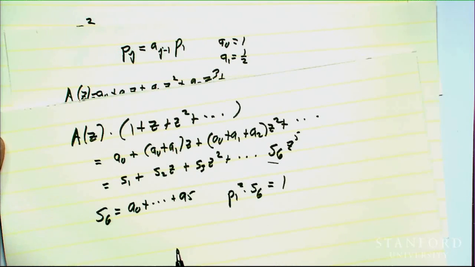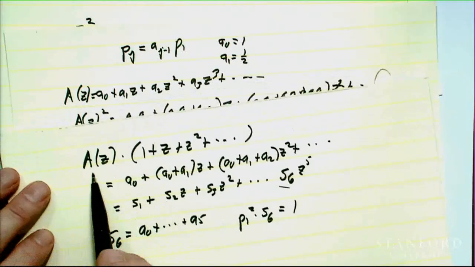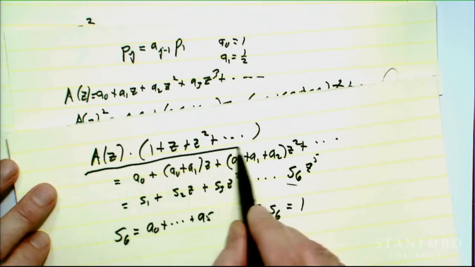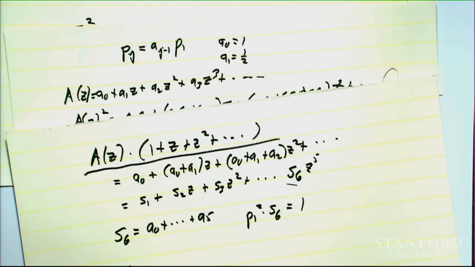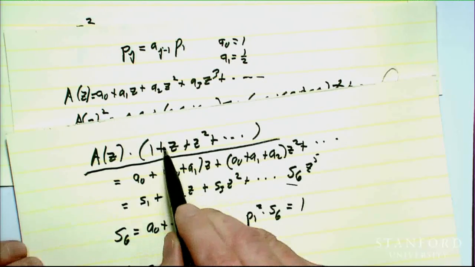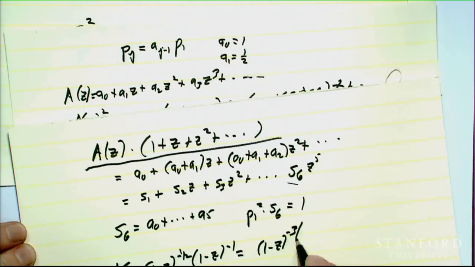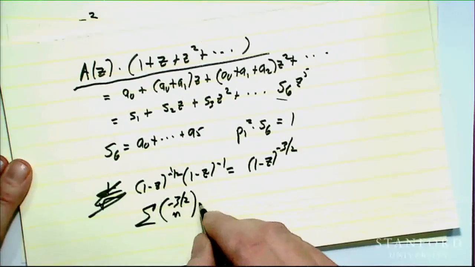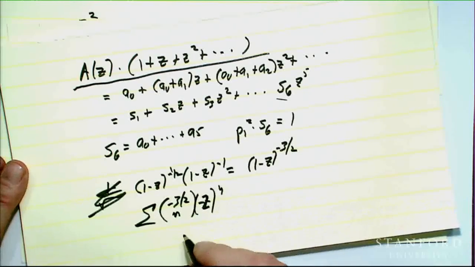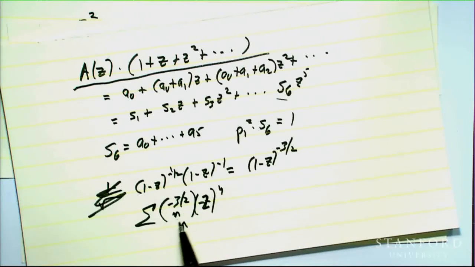So I have to figure out what S6 is, but that's easy because we know that A of z was 1 minus z to the minus 1/2 power, and this thing is 1 over 1 minus z, so that's 1 minus z to the minus 1 power. So I'm left with 1 minus z to the minus 3/2 power. And so this is just the summation of minus 3/2 choose n times minus z to the nth power. And the coefficients of z here then are just, again, coming out of the pattern.